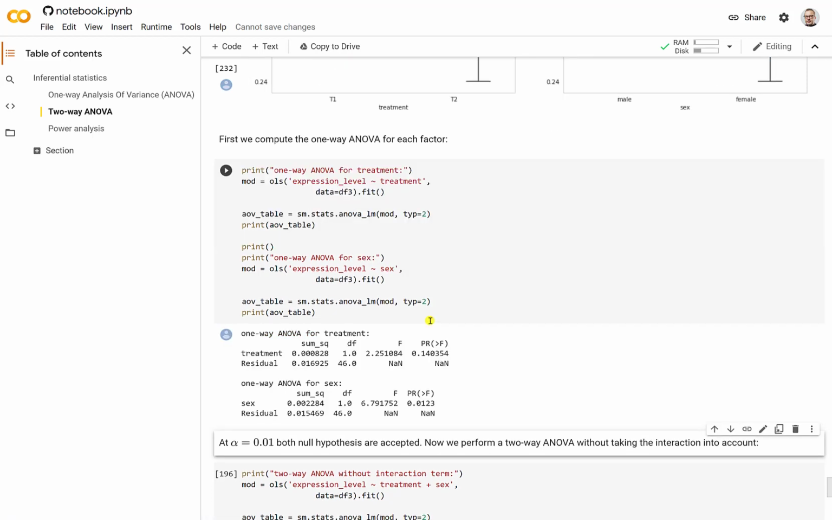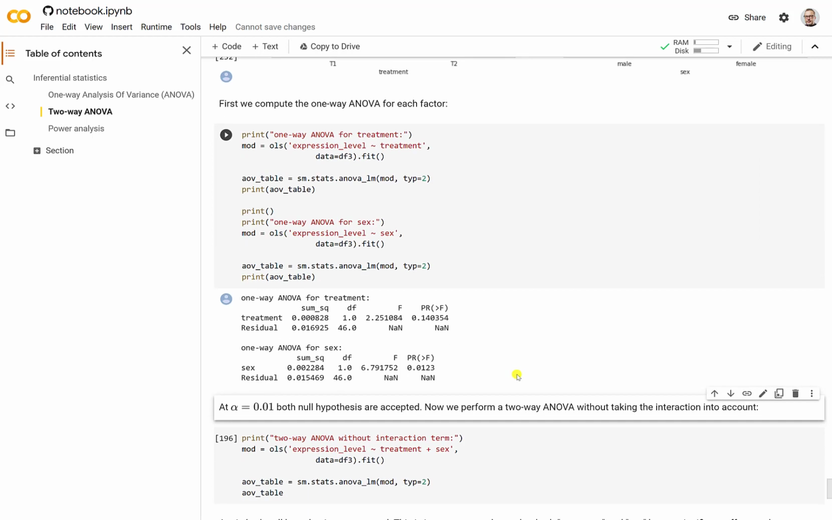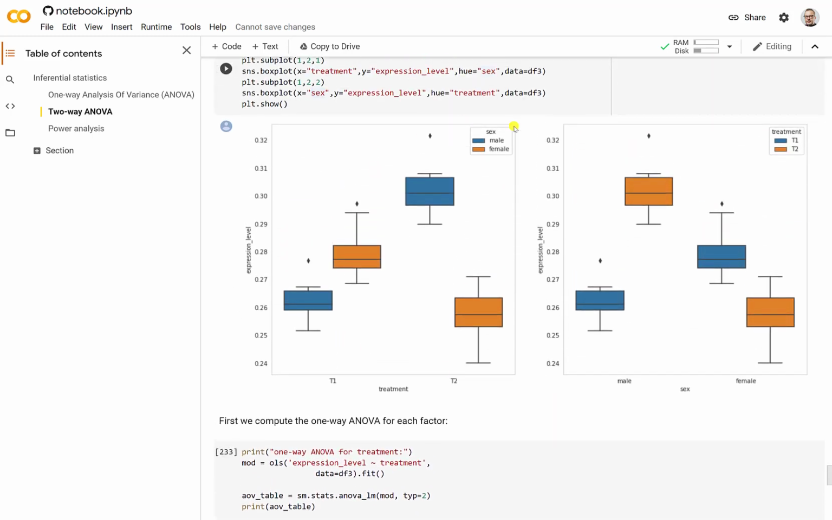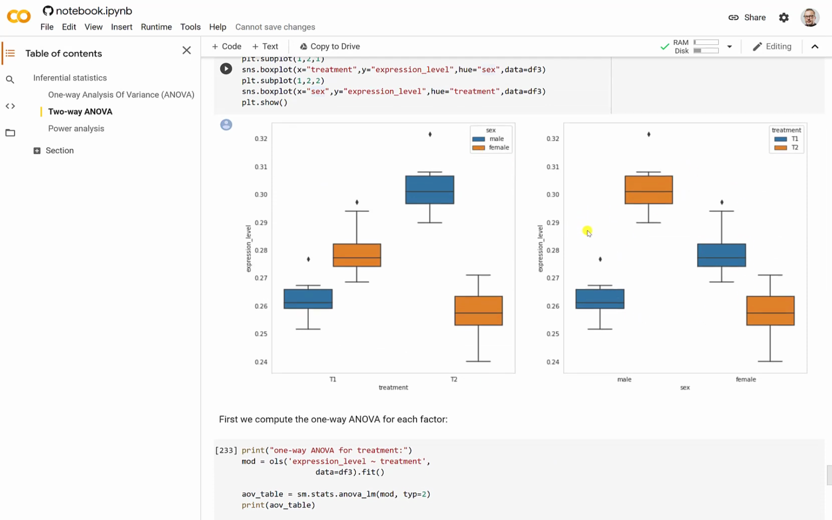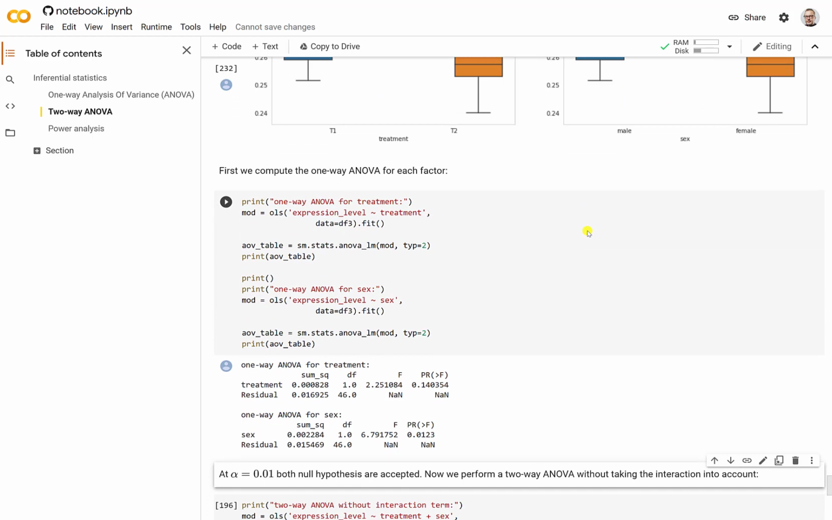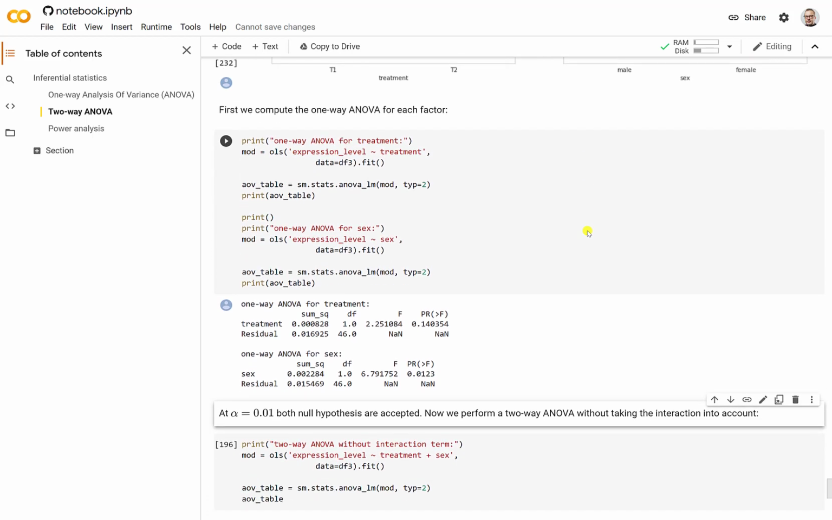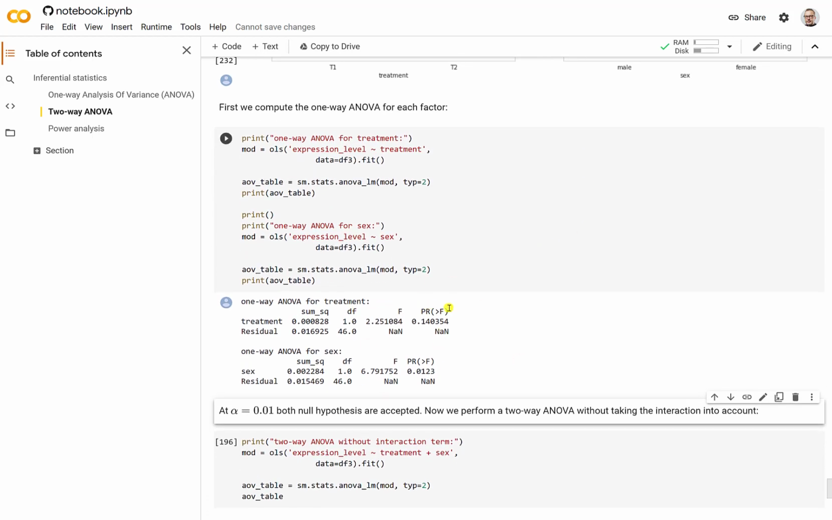We plot the ANOVA table. Okay, now we can see here that this is higher than the significance level, so we accept the null hypothesis. Same here, it's close, but it's still higher than the significance level, so we accept the null hypothesis. So even though there are very clear differences between the levels of the factors, and even though there is an interaction, we don't see any of that if we just perform one-way ANOVA.